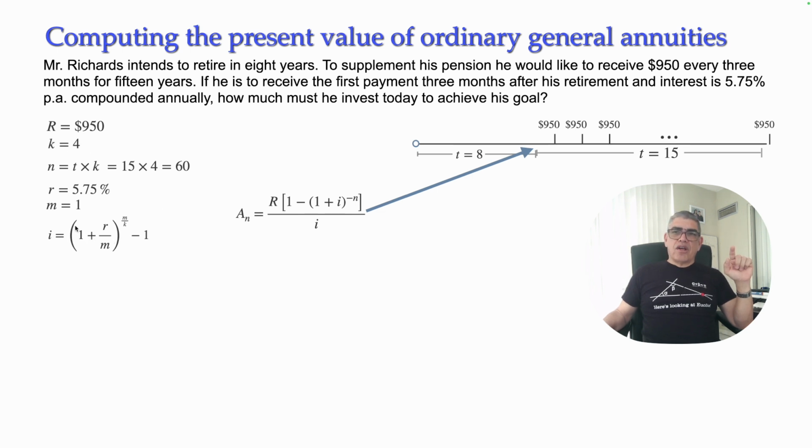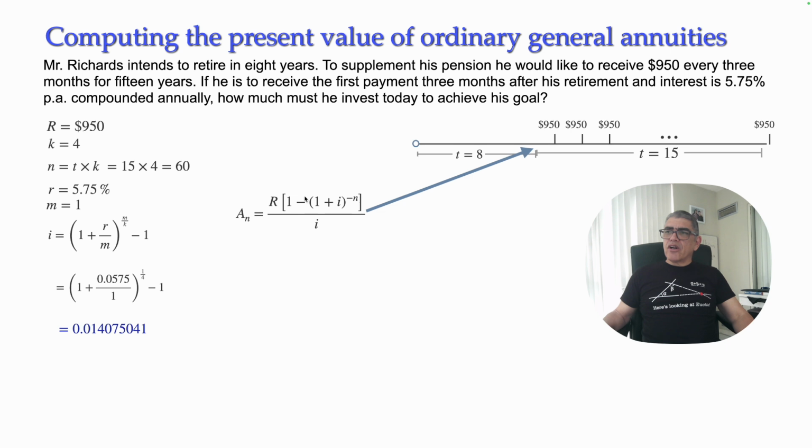So this will be the formula of this periodic rate of interest: 1 plus the nominal rate of interest divided by m, the number of conversion periods of this nominal rate of interest, to the power m over k, again m, the number of conversion periods of the nominal rate, divided by the number of payment periods in a year. In this case it will be 4, minus 1. So we'll make a substitution of everything. So we have this, and then using your calculator, you will notice that the answer will be this number.